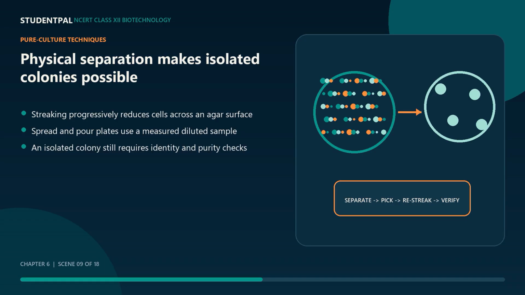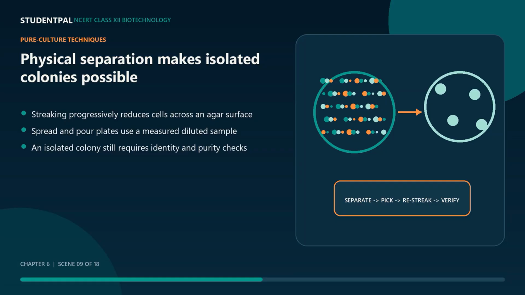In a spread plate, a measured diluted sample is distributed over the agar surface. In a pour plate, the diluted sample is mixed with molten, suitably cooled agar, so colonies may develop within and on the medium. Serial dilution may be used before either quantitative plating method.